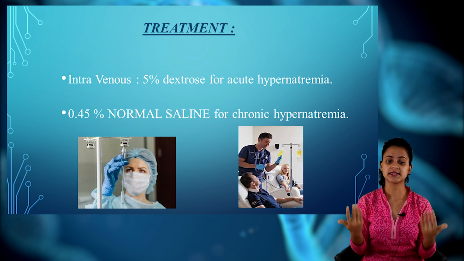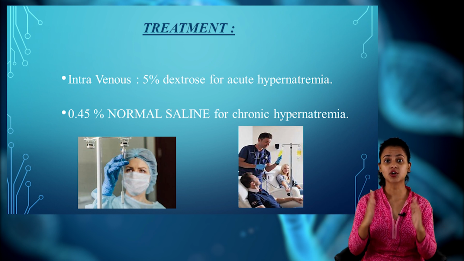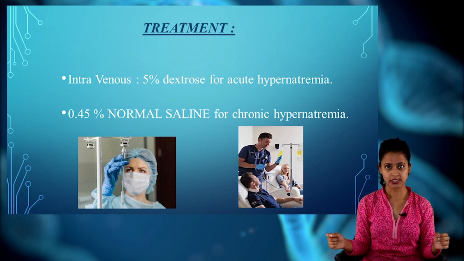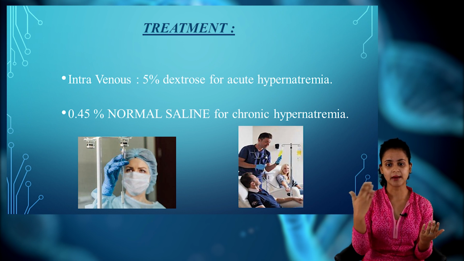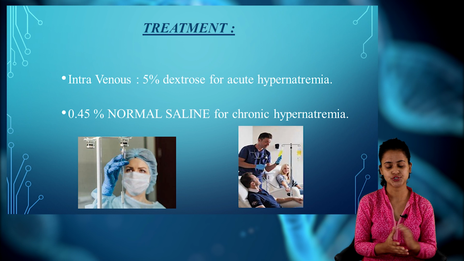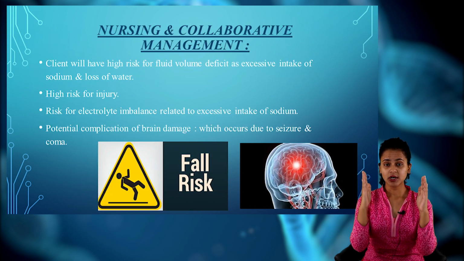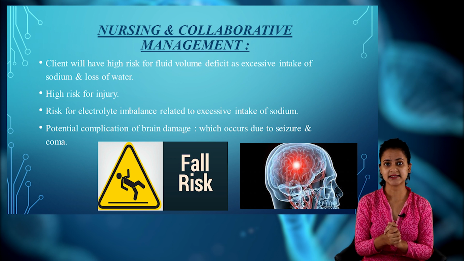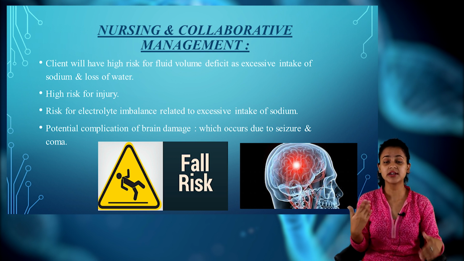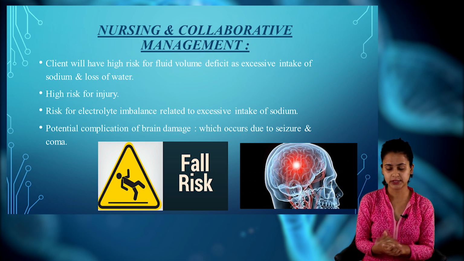0.45% normal saline often will be used to treat the client with chronic hypernatremia. Now we are going to discuss the nursing and collaborative management of the patient with hypernatremia. Along with the electrolyte imbalance, in this case the client will definitely have an imbalance or risk of imbalance in the fluid volume in their body.